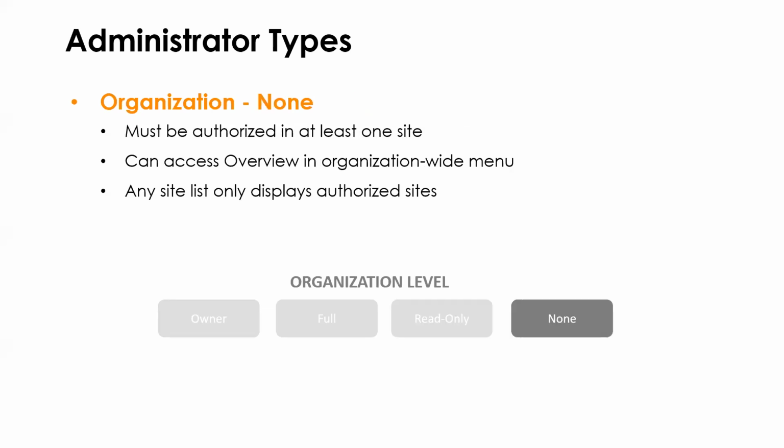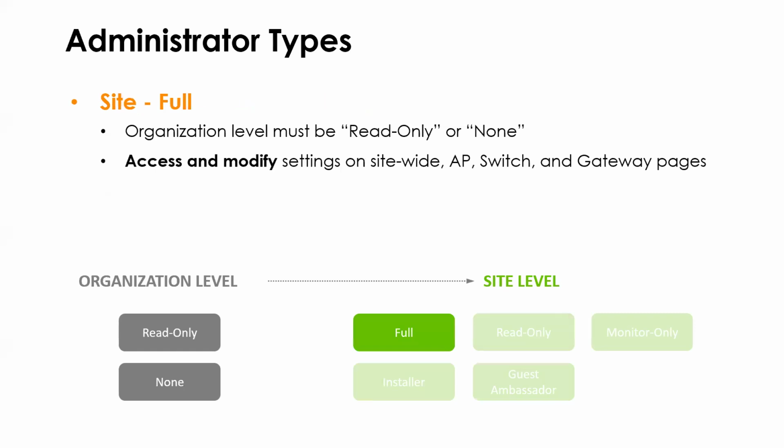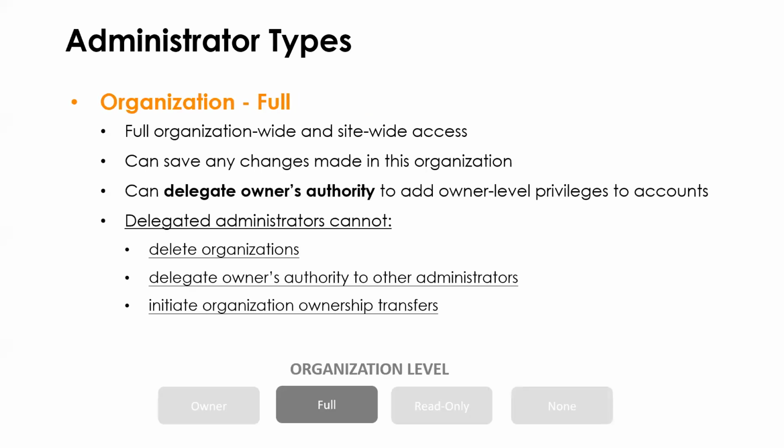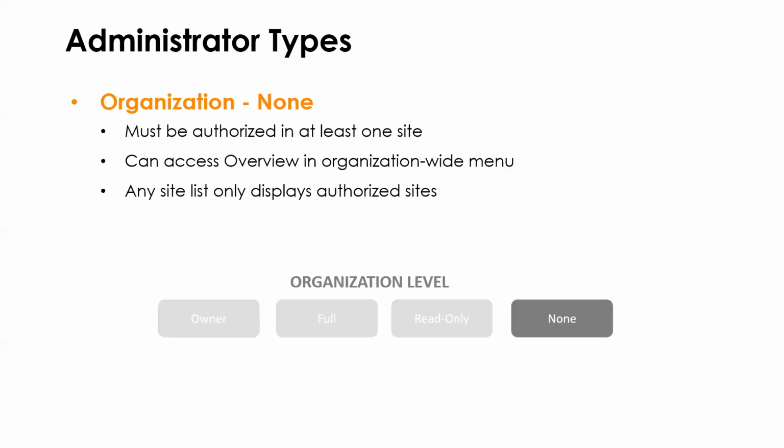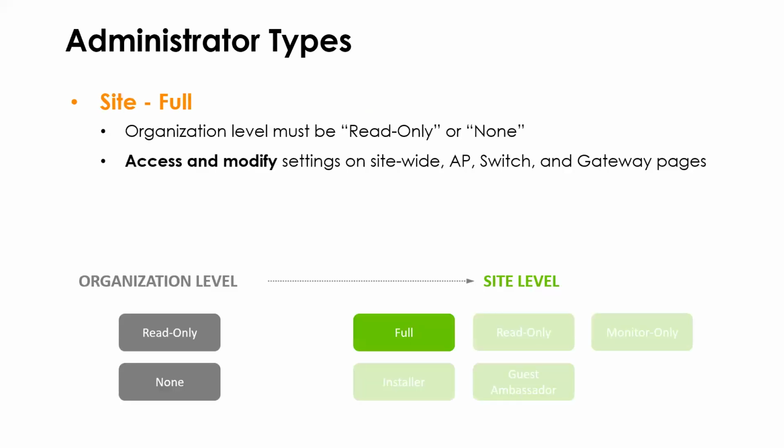And then there's none. If you want somebody to only have access to a couple of sites, generally what you would do as an admin here is designate them as none initially. And then you would go in and configure access using the site settings here. If you give them owner and full, that just gives you ownership and full. Read-only and none will then open up a second menu that allows you to control access on a site-by-site basis.